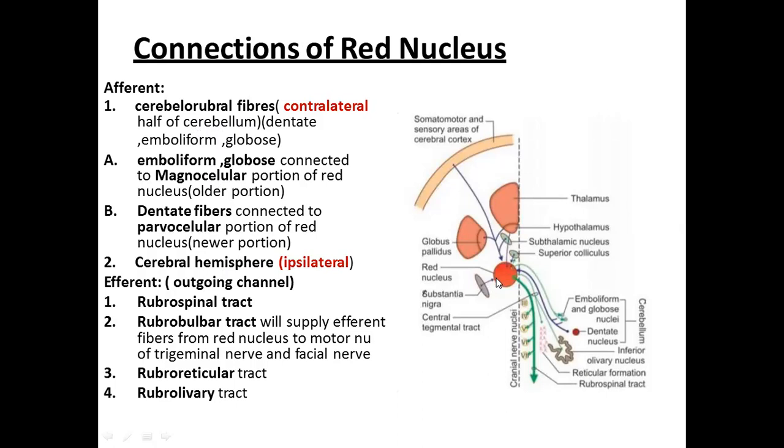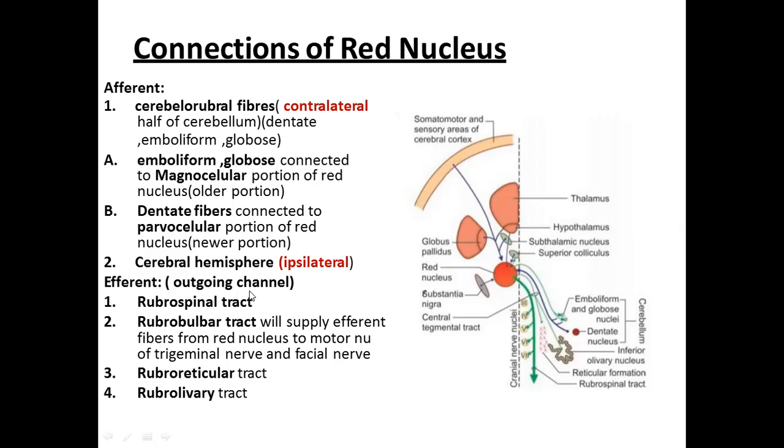So this is the red nucleus. Afferents are coming from the emboliform and the globose nucleus, and also from the dentate fibers connected to the parvocellular portion of the red nucleus. Okay. Then to the cerebral hemisphere, that is to the ipsilateral side.